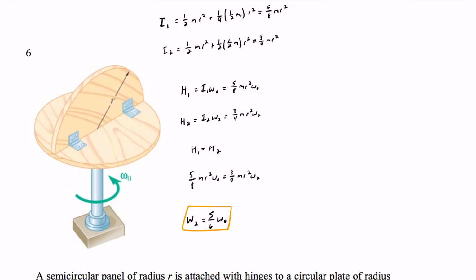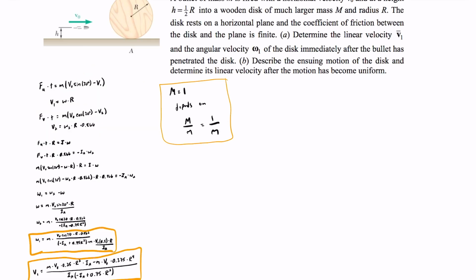And then you do force of U times t times R equals I omega. And then force of V times t times R times 0.866 equals negative I_A times omega 2. And then you plug in your values that you got from above, and you get omega 1 equals omega 2 minus omega. And you get omega equals mass times v naught sine 30 degrees times R divided by I_A.